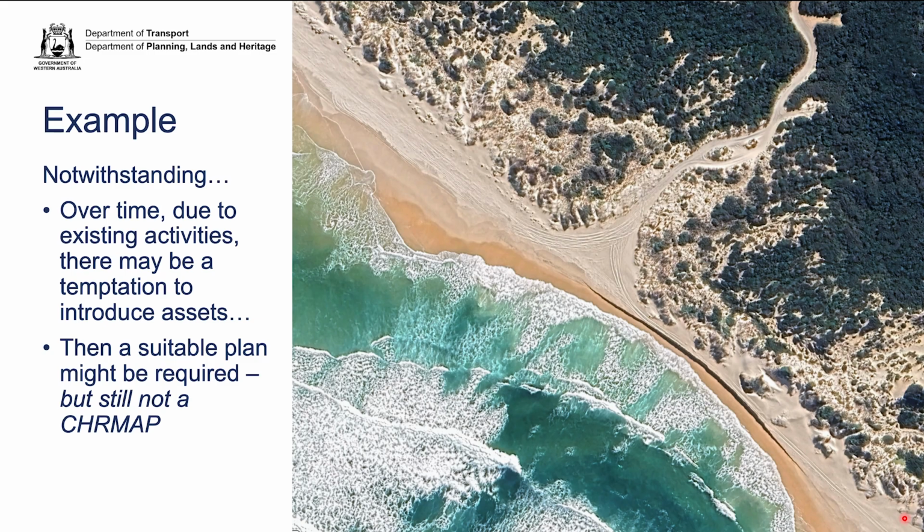So you might have a foreshore management plan or a specific asset management plan for this location, but not a full-scale CHRMAP. Obviously, it's important to note in this case that the more assets you introduce, the more people will visit and the more they will get attached to the assets that you have there. So that creates different challenges in the future. And that's always something worth thinking about in any foreshore or coastal zone.